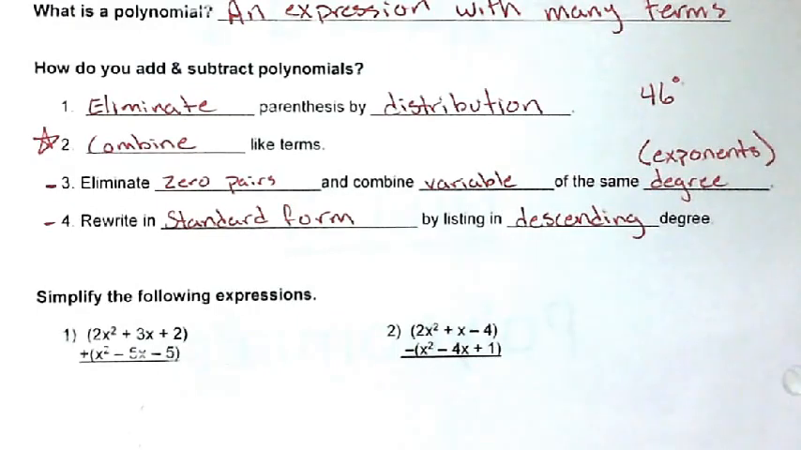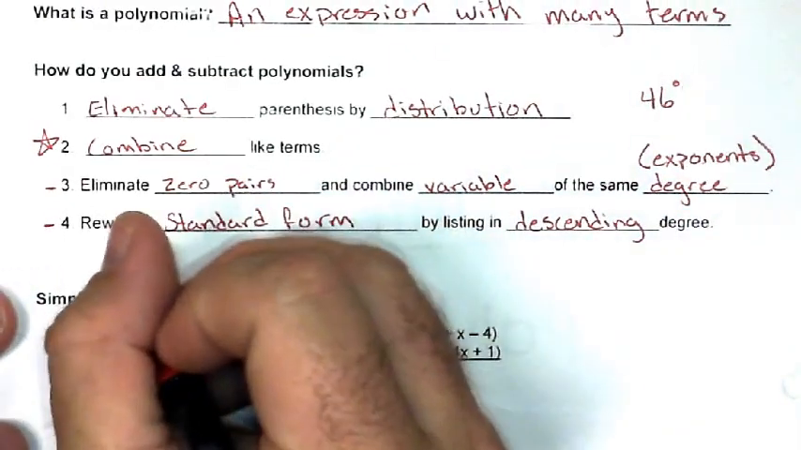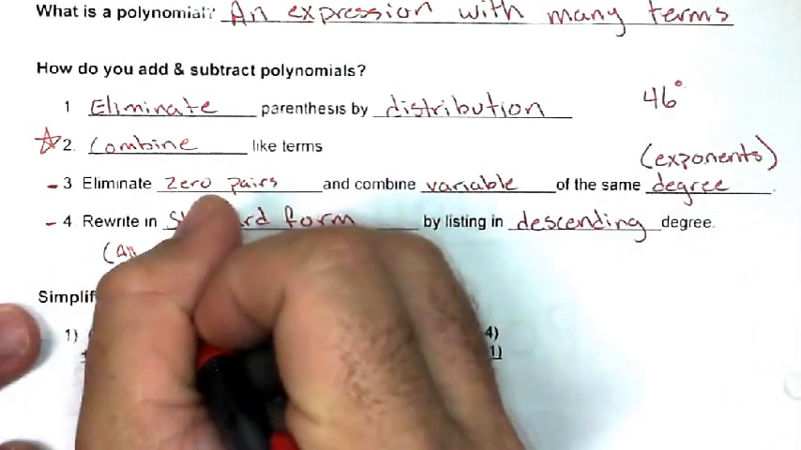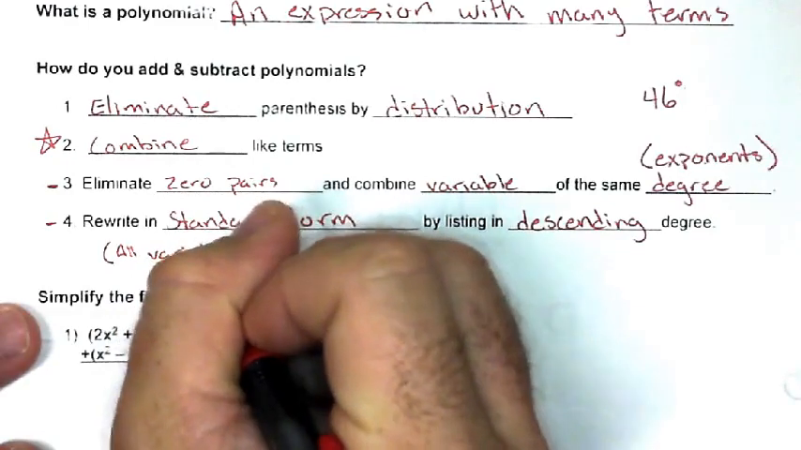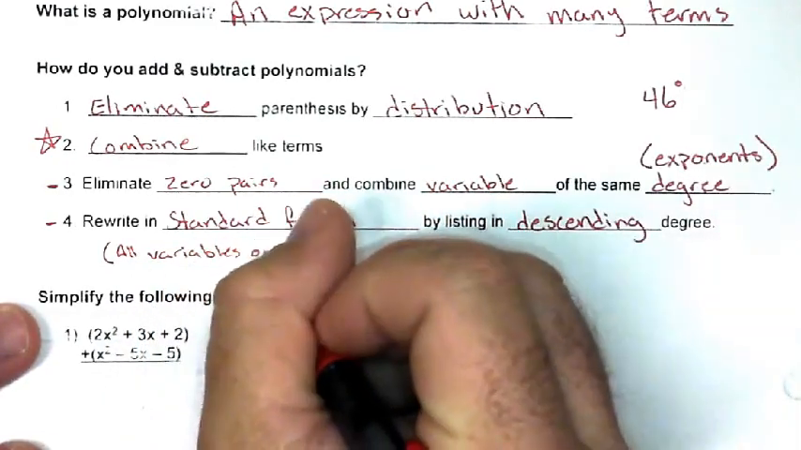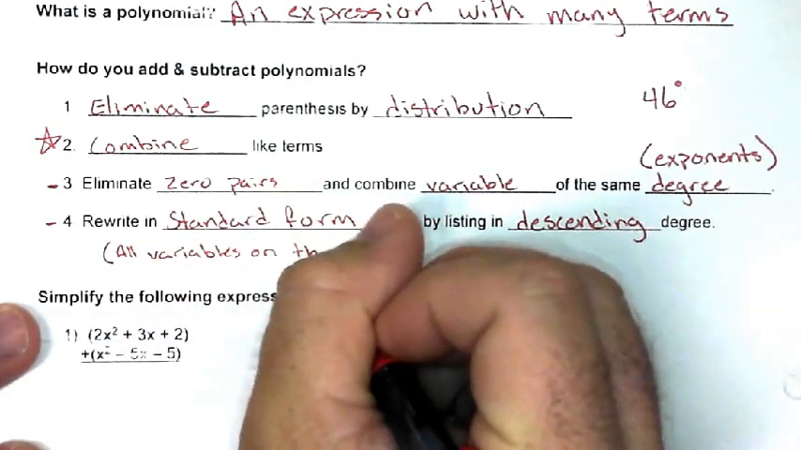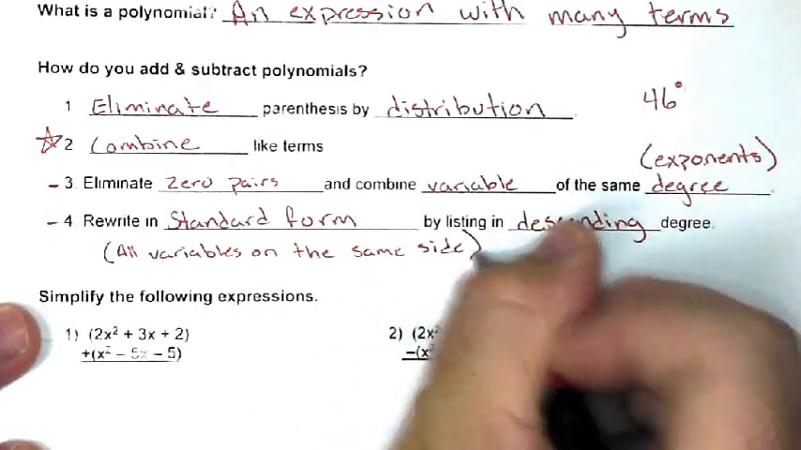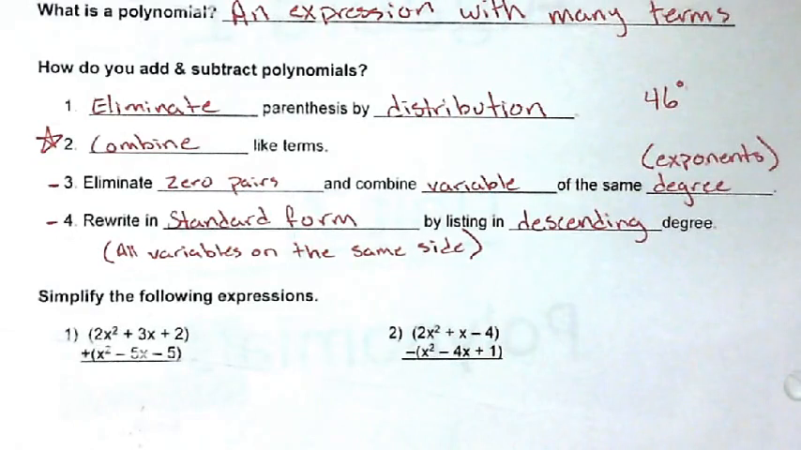Now, standard form. What does standard form mean? In simplest terms, all variables on the same side. So if we put an equal sign, all my variables better end up on the same side. That's what standard form is. Standard form is just all variables on the same side. That's all it is.